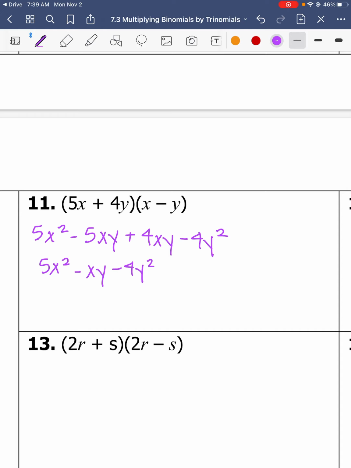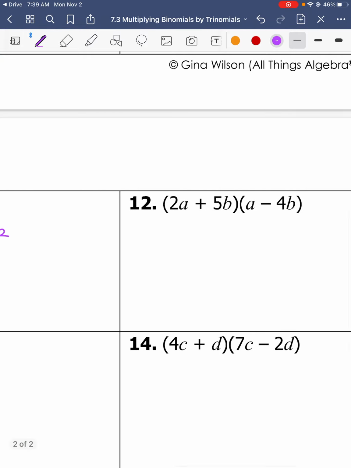Is this in standard form? It is in standard form because x comes before y, so we want to put the x's with the highest exponents first, and then we look at doing the y terms. So this is actually in standard form there.